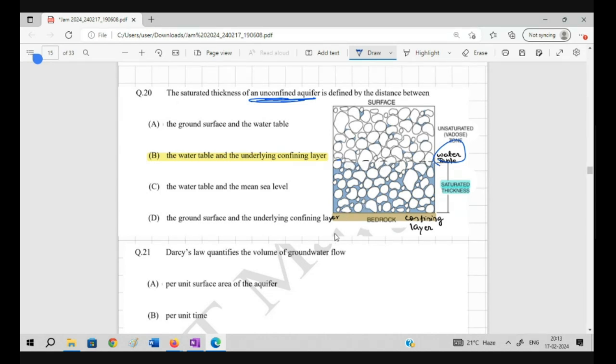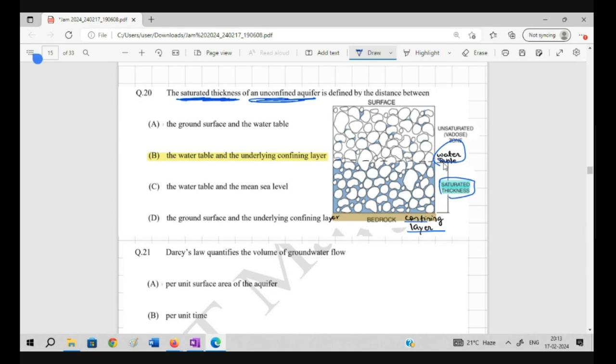And below the unconfined aquifer, there will be an impermeable layer, or you can say a confining layer, through which water cannot pass. Then what will be the saturated thickness? Saturated thickness means the thickness of water that can be accumulated when the unconfined aquifer is fully saturated, or fully filled with water. This one represents the saturated thickness of the unconfined aquifer.